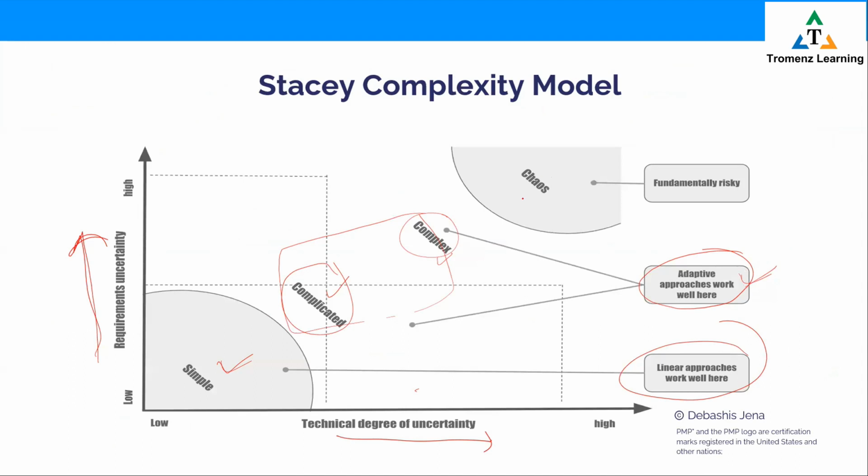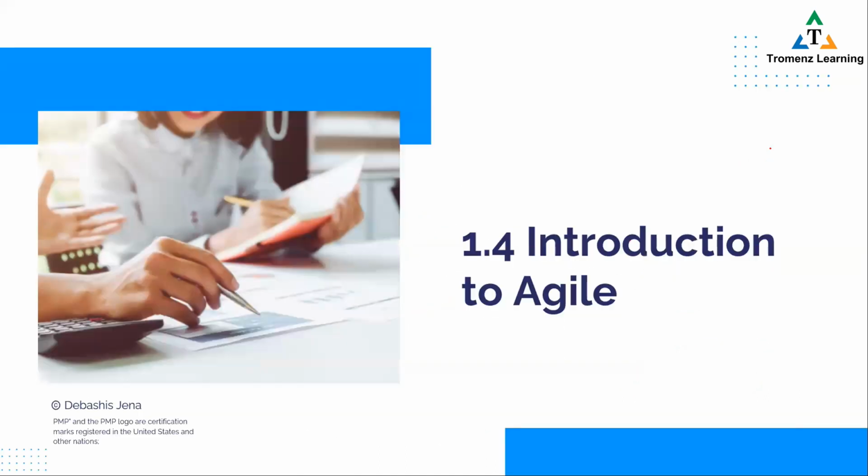Come to this one, chaos. Here, technical uncertainty is very high, and even the requirement uncertainty is very high. Both are very, very high. Such projects we use the term chaos for, and these are fundamentally risky. That's what he's saying. No matter what approach you apply, these indeed are risky projects. So that was a little bit on the Stacey model for life cycle selection.